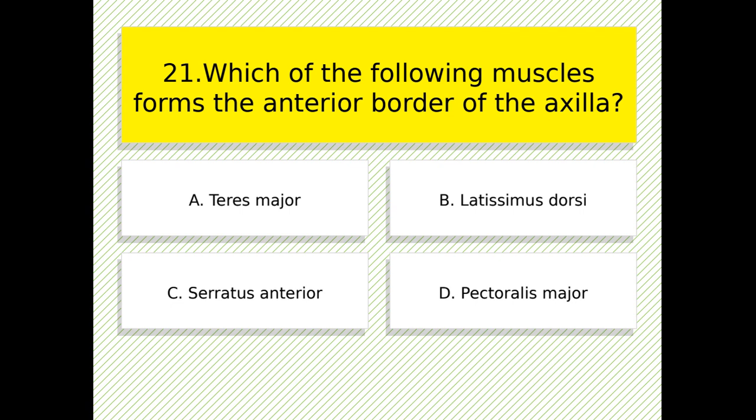So remember the serratus anterior. Yes. All right. So serratus anterior is along the ribs. Yep. Pec major. Good job.